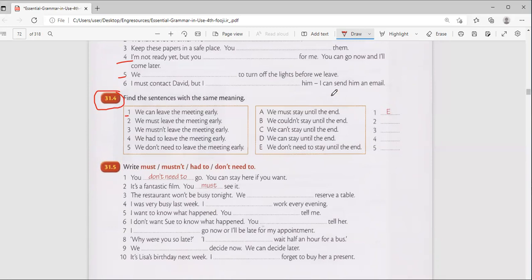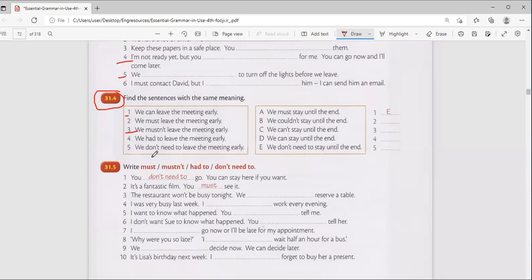Now, for number 2, look at number 2. We must leave the meeting early. So which sentence looks like number 2? We must stay until the end. And yes, we must not stay until the end. Very good. You see, we must leave. That means we really have to go. We're not supposed to stay until the end.